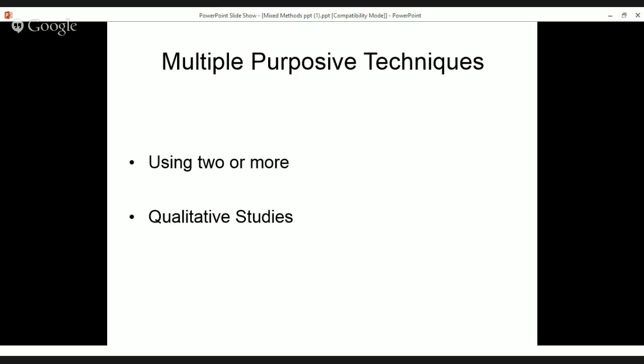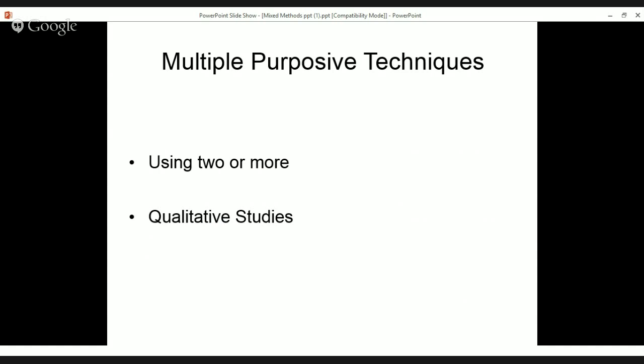Sampling using multiple purposive techniques involves using 2 or more of these strategies. Usually, these strategies are employed when doing qualitative studies. An example is a study done on abuse and oppression of women. This study, done by Poorman in 2002, used 4 different types of purposive sampling techniques in selecting the participants for a series of focus groups.